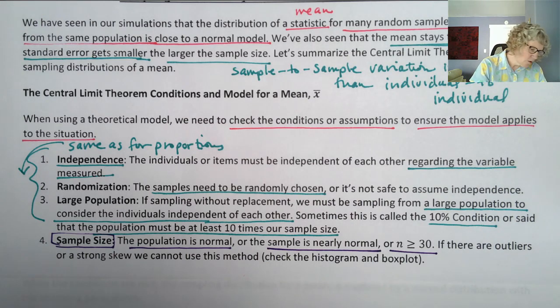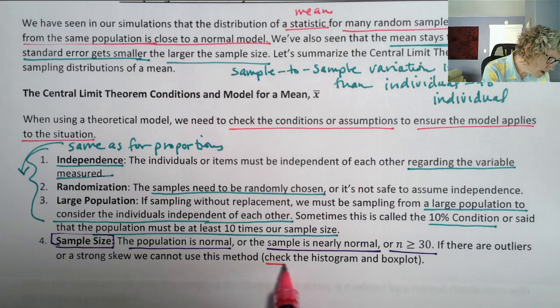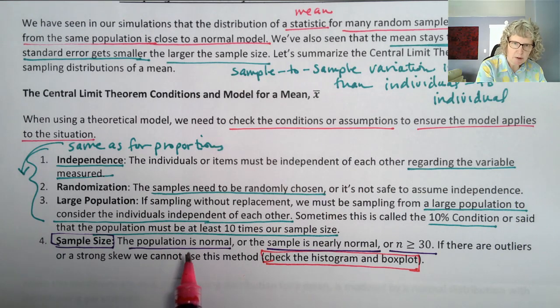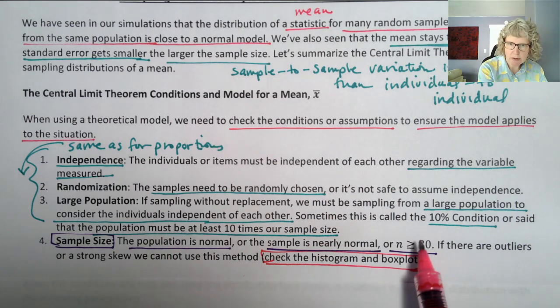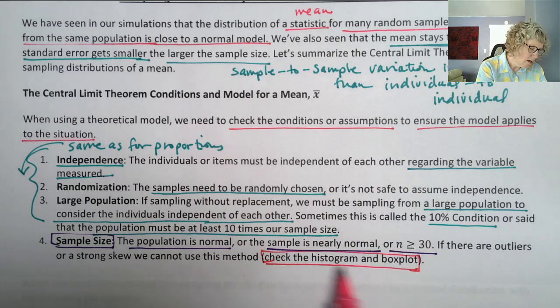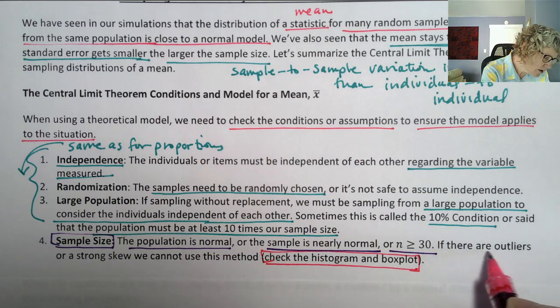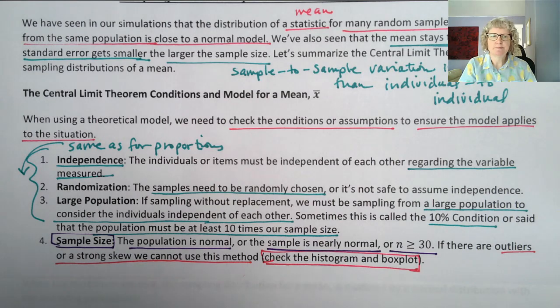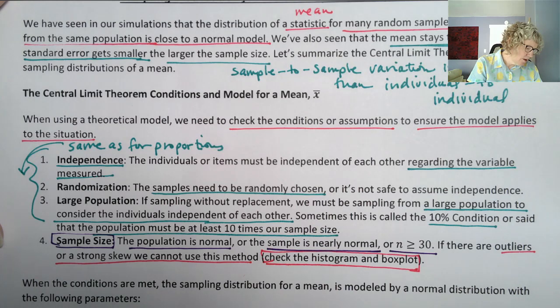Okay, so what we're going to do is check the histogram and box plot with our sample. So if we don't know that our population is normal and we don't have n greater than 30, we're going to check our histogram and box plot to find out if it's nearly normal. Okay, let me just also highlight, if there are outliers or a strong skew, we cannot use this method. Okay, great. So those are our conditions.